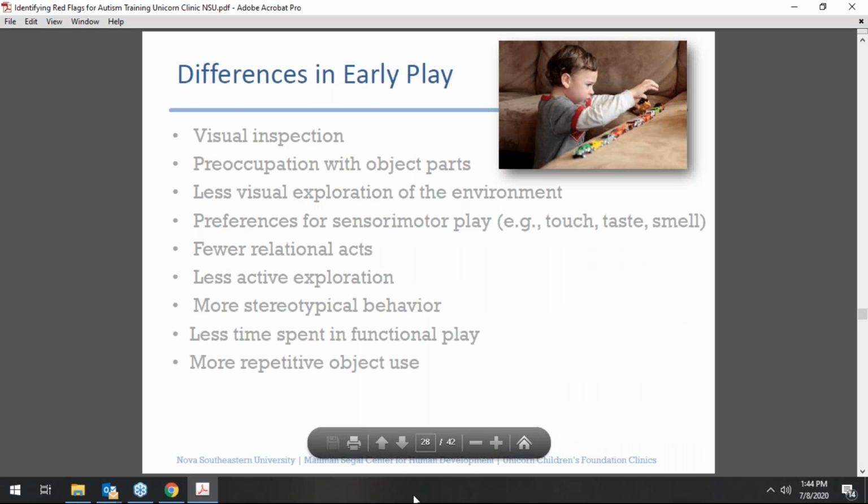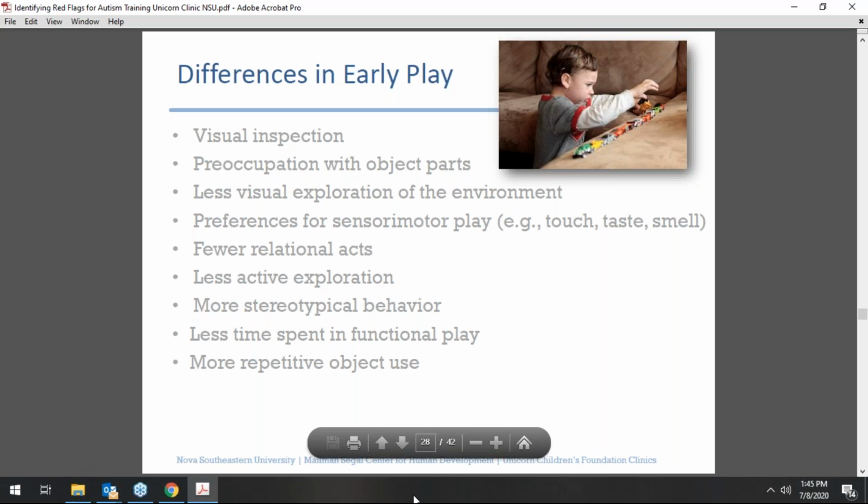So we see some differences in the way they play. When you see a child, you can tell a lot by the way that they're playing with objects. So visual inspection is something that we look for. So what does this mean, visual inspection? Sometimes you might see a child get an item and put it really close to their eyes, where typically children don't have to put it very close. And they might even put the item next to their eyes and look at it from the corner of their eyes. That's what we call peering.